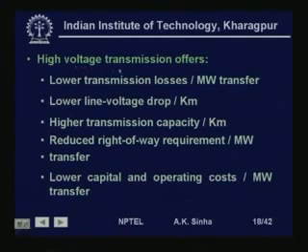Now, what are the advantages of using a high voltage transmission system? First, we have lower transmission losses per megawatt of power being transferred. We have lower line voltage drop per kilometer because we are working at high voltage. Since the voltage is high, the current will be low for the same amount of power, so I square R losses are going to be low. So transmission losses are going to be low if we work at high voltage.